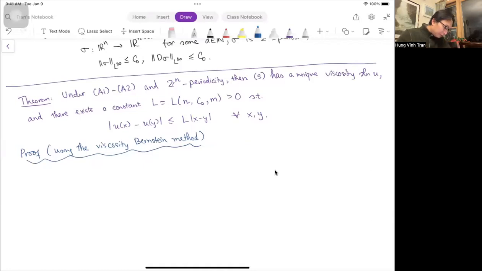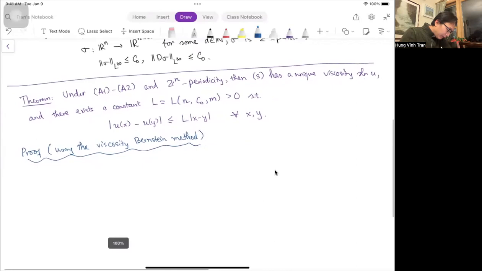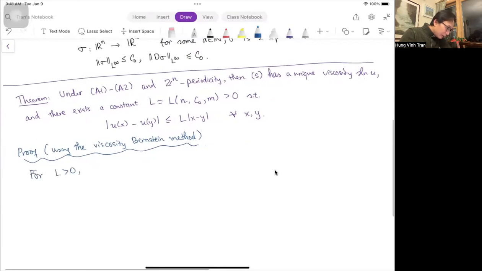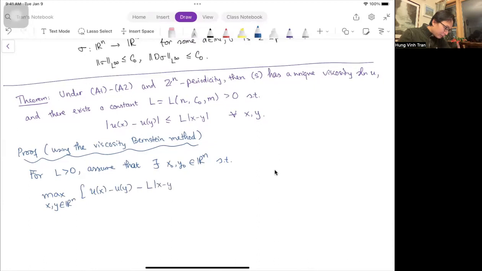Okay, so we can argue by contradiction, right? I will not fix L, but let's say for L greater than 0 to be chosen large enough, assume that there exist x naught and y naught in R^n such that, when I take the maximum, again remember u is periodic and we can in fact bound it later, the maximum over x and y in R^n of u(x) minus u(y) minus L times |x minus y|. Let's take the difference.